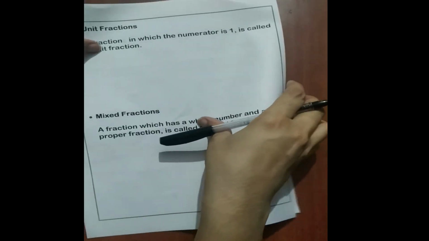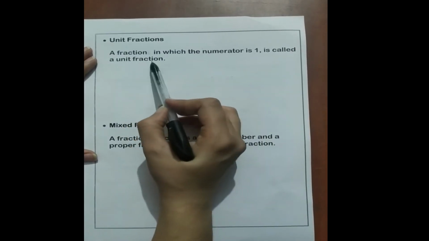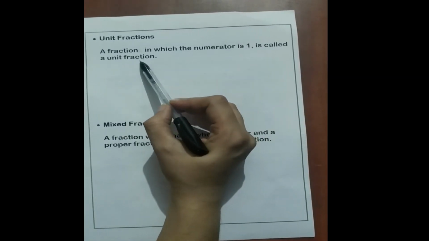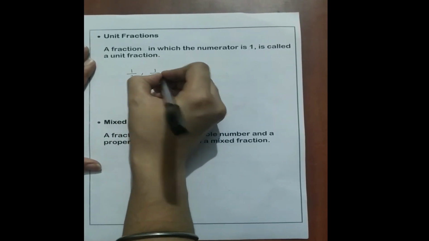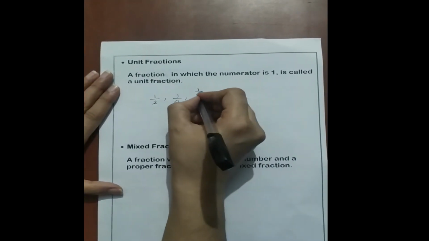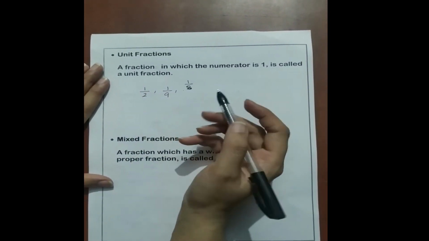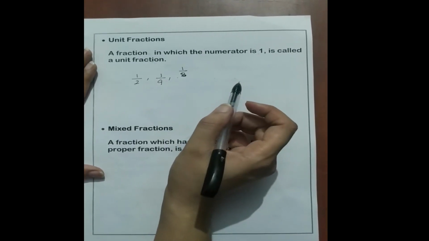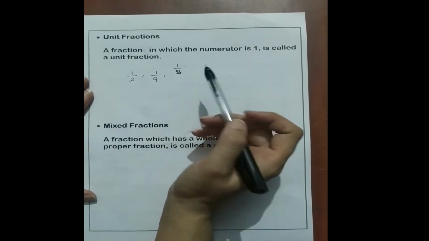Next one is unit fractions. A fraction in which the numerator is 1 is called a unit fraction. For example, 1 by 2, 1 by 9, 1 by 8. Now all unit fractions are also proper fractions.